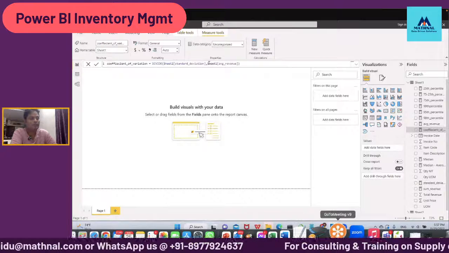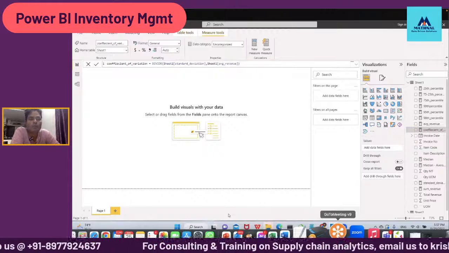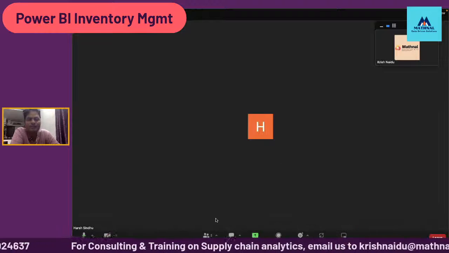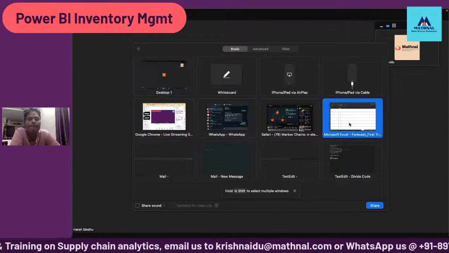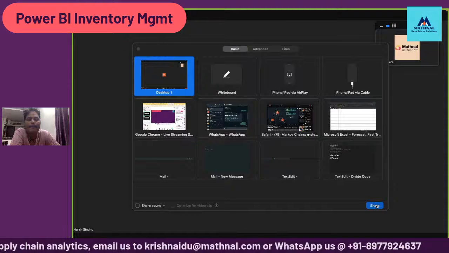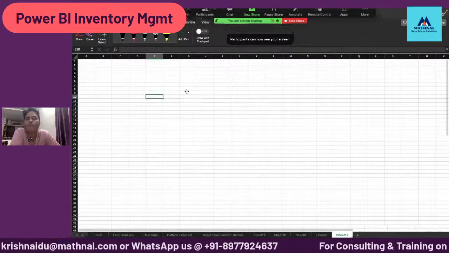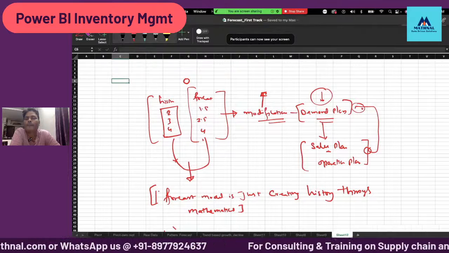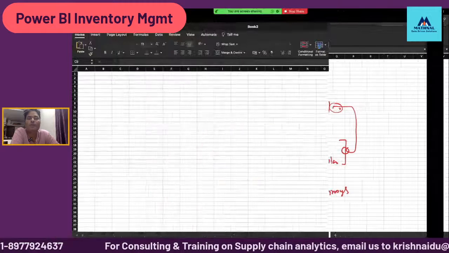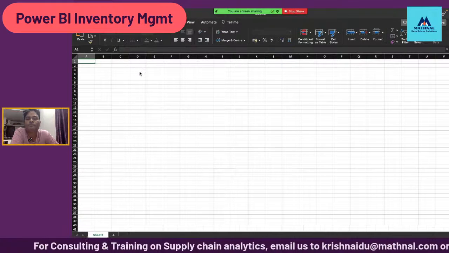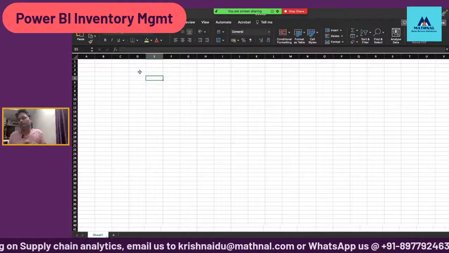I would like to share my screen and tell you what we have done and why we are finding this. Whatever we have done, these are all statistical measures, and these are very powerful tools or techniques which we are going to apply in inventory management. Are you able to see my screen? Yes, sir.